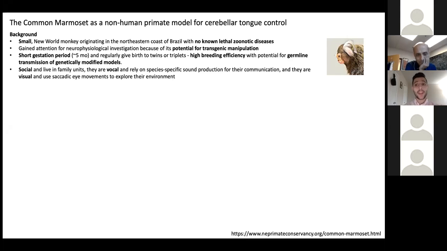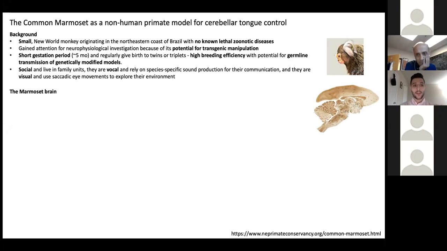Furthermore, in terms of behavior, they share a lot of similarities to us. They're very social and live in family units. They are vocal and they rely on a very impressive, wide range of species-specific sound production to communicate. And they're also very visual creatures. They make saccades and they use all kinds of eye movements to explore their environment.